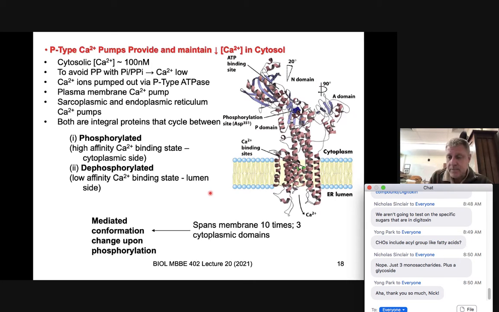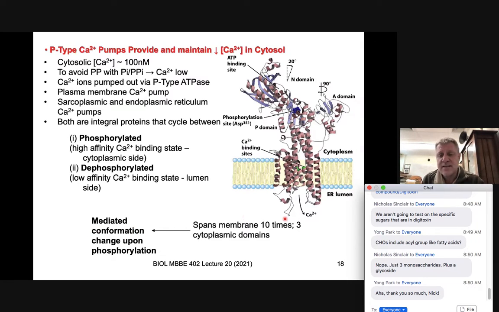And again, if we have mutations within these structures or the insertions of D amino acids, which are going to disrupt the structure of this particular protein, whether it be in the A, N, or P domain, or even the binding site of the ATP, we are going to cause dysfunction and basically prohibit the actions of this particular system. So we're looking at this issue of mediated conformational changes upon phosphorylation.